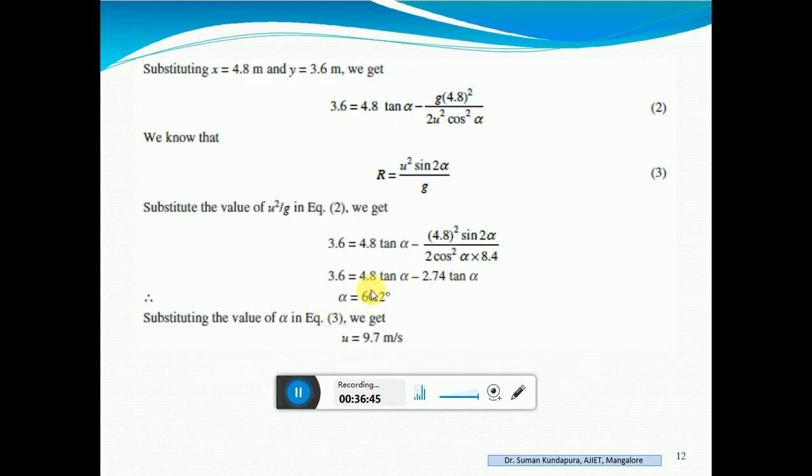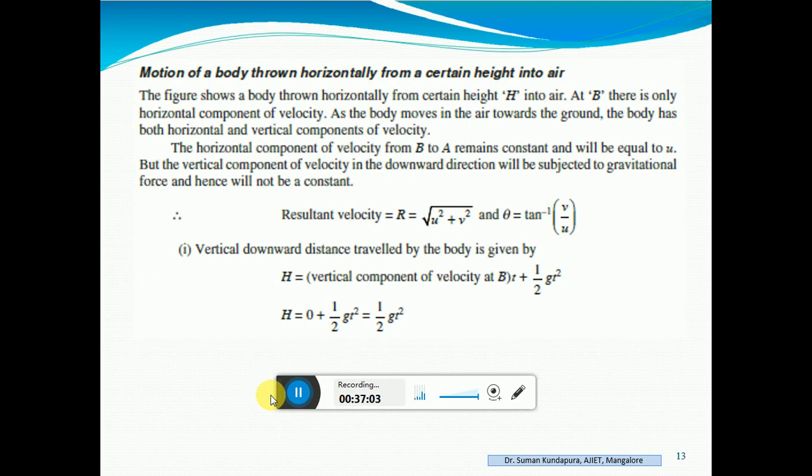Once you have found out what is alpha, substitute in this equation. You know r, you know g, the only unknown is u. Find out u, that is 9.7 meter per second. So next, one more small concept in this topic is motion of a body thrown horizontally from a certain height into the air.